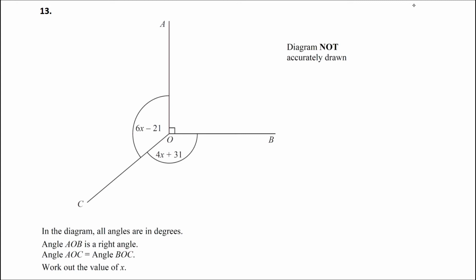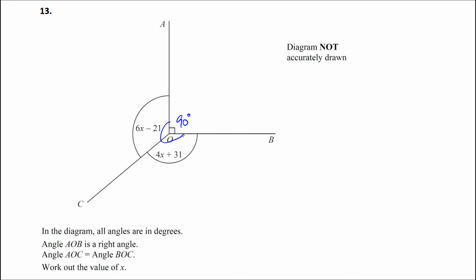In this question, we are given a diagram, and it's given that angle AOB is 90 degrees. So this angle is 90 degrees. And then it's also given that angle AOC, which is that angle there, is equal to angle BOC, that one there. So work out the value of x.